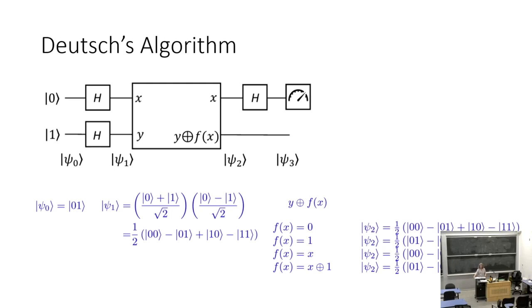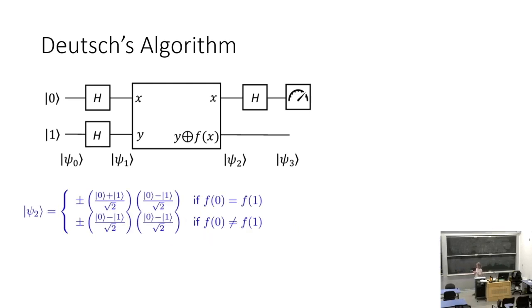If our function is 1, we flip qubit 2. If our function is x, we have sort of flopping of the second 2 terms, and if our function is x mod 1, mod 2, 1, then we flip the first 2. Okay, so those are all the 4 possible scenarios that we get when we apply this function to our second qubit.